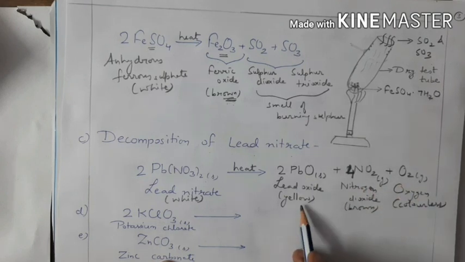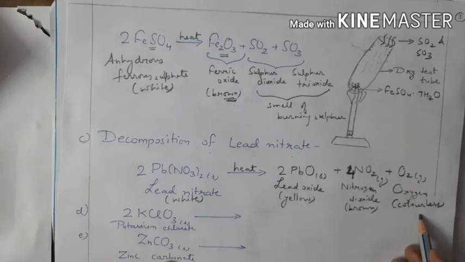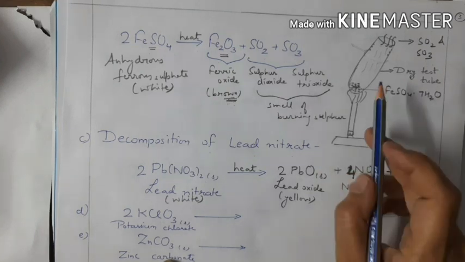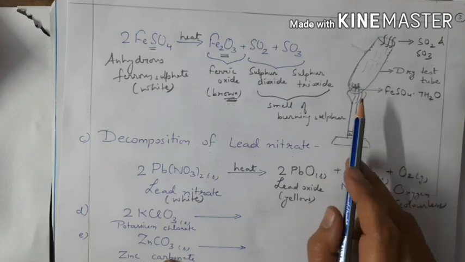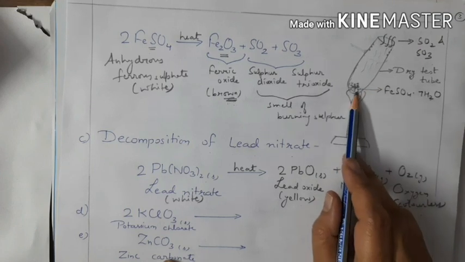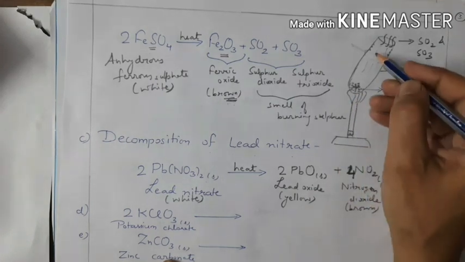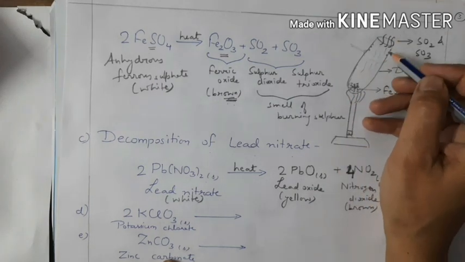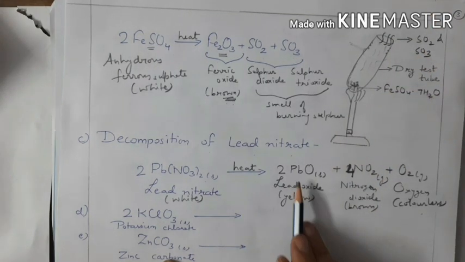Lead oxide obtained is yellow in color. Nitrogen dioxide is obtained in the form of brown color fumes, and oxygen gas is a colorless gas. So as we had done in the case of ferrous sulfate, exactly in the same way, we take lead nitrate crystals in the test tube. On heating it, a yellow color substance is left behind, and we find some brown color fumes coming out of the test tube. So this is visible here in the test tube.